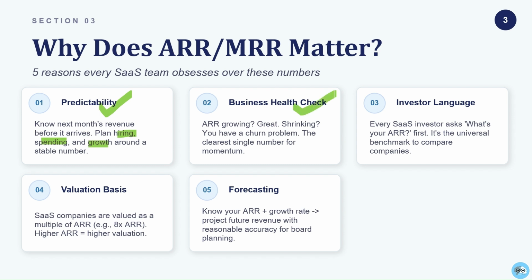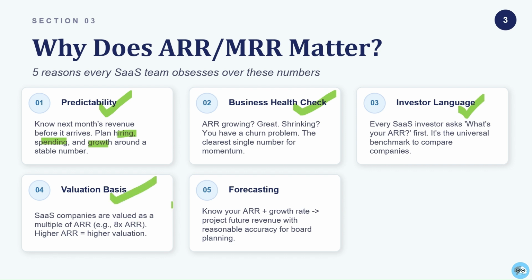Business health check. If ARR is growing, the company is doing great. If the ARR is shrinking, the company has a huge problem with customer churn. So they need to focus more on getting new customers or retaining the current ones. Investor language. Every SaaS investor wants to know what your MRR and ARR are. You might have heard about these terms in Shark Tank. It is a universal benchmark to compare different companies.